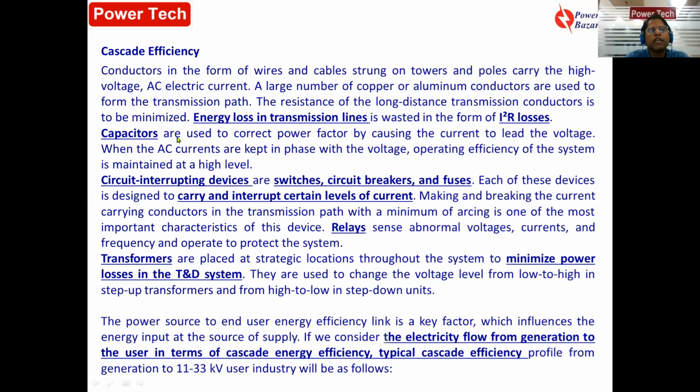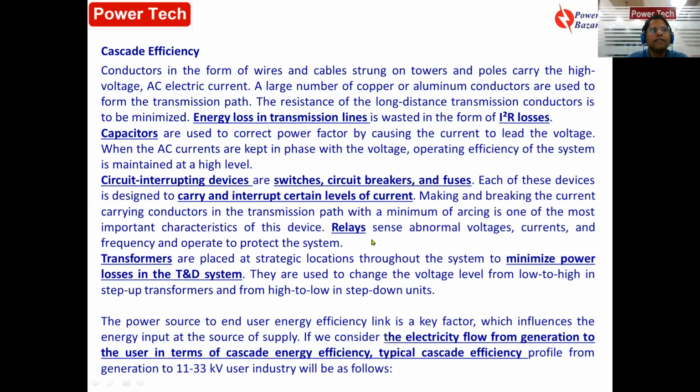Then apart from that, there are a lot of current interrupting devices like switches, circuit breakers, and fuses, which have the ability to switch on or switch off the current in load conditions or in no load conditions. There are relays. Relays means we can sense some abnormality in voltage or current, low voltage, high voltage, low current, high current. In that case, it will try to trip the circuit. It will try to isolate the circuit.